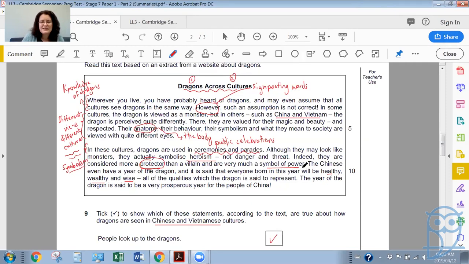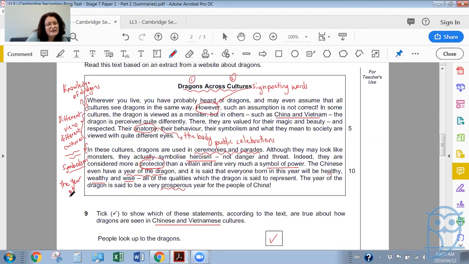And then it moves on to this idea of the Chinese even have a year of the dragon. And what about this year of the dragon? Well, we're told a few things. So that everyone born in this year will be healthy, wealthy, wise. And that's what the dragon represents. And that the year of the dragon is said to be a very prosperous year for the people of China. So this is really all about the year of the dragon.